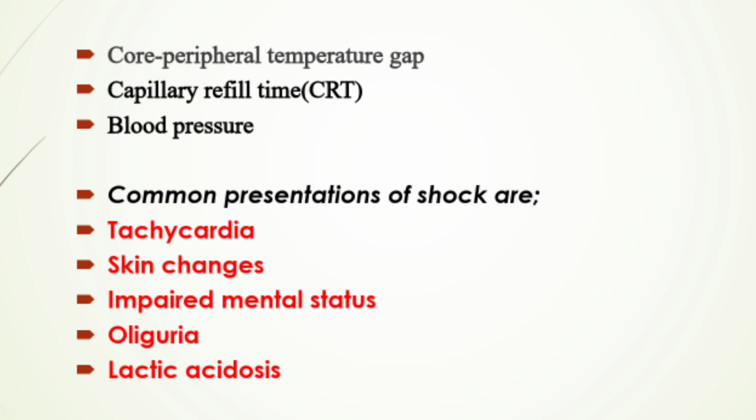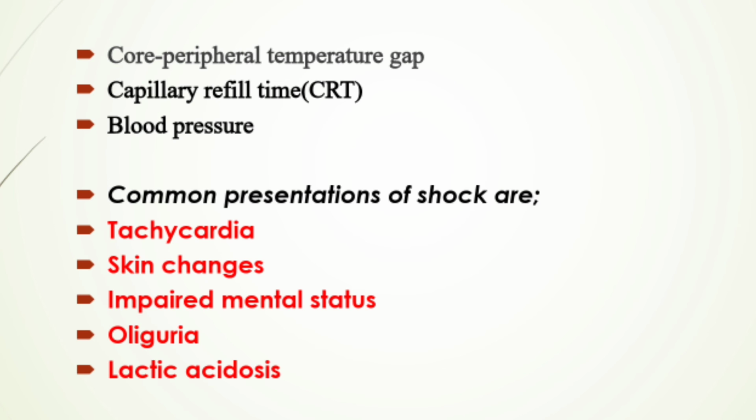So what are the common presentations of shock in children? One is, as we told earlier, tachycardia, skin changes like mottling or dry skin or dry mucous membrane, impaired mental status, oliguria, and finally lactic acidosis in late presentation.